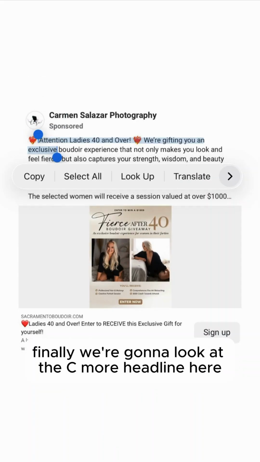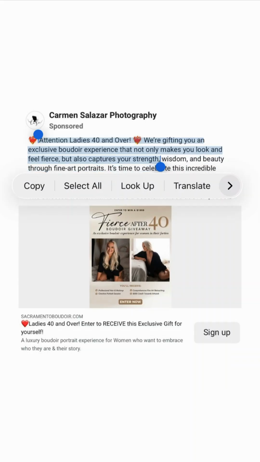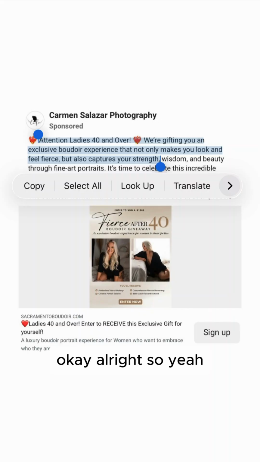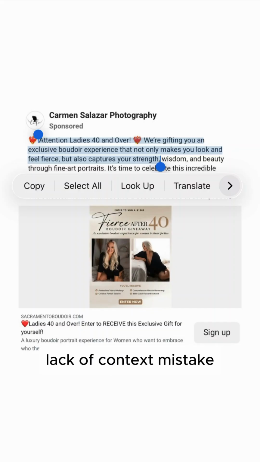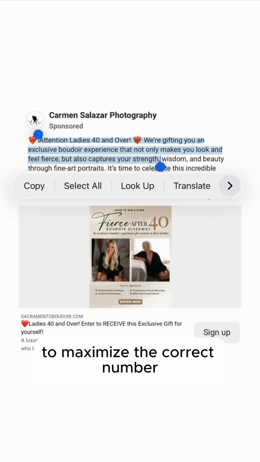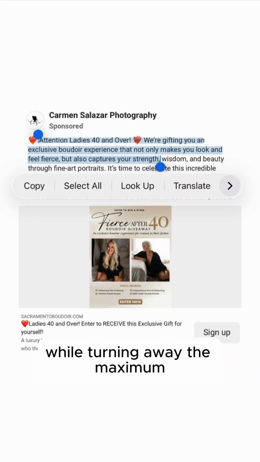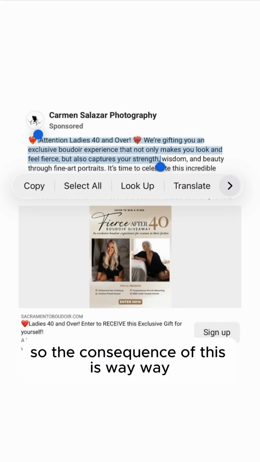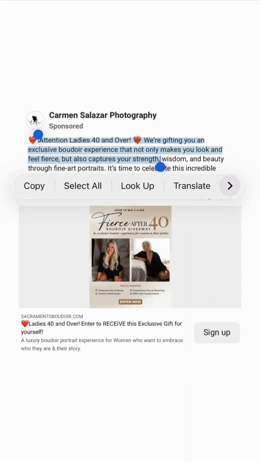Finally, we're going to look at the see more headline here, first 2 3/4 lines, Facebook mobile newsfeed. "Attention ladies over 40, exclusive boudoir experience." Okay, all right, so yeah, we've got some context here, but again, lack of context mistake. We're not having the optimal amount of context to maximize the number of correct women while turning away the maximum number of wrong women from clicking on our ad. So the consequence of this is way, way, way more women scrolling by our ad than necessary, that instead we could have not had happen.